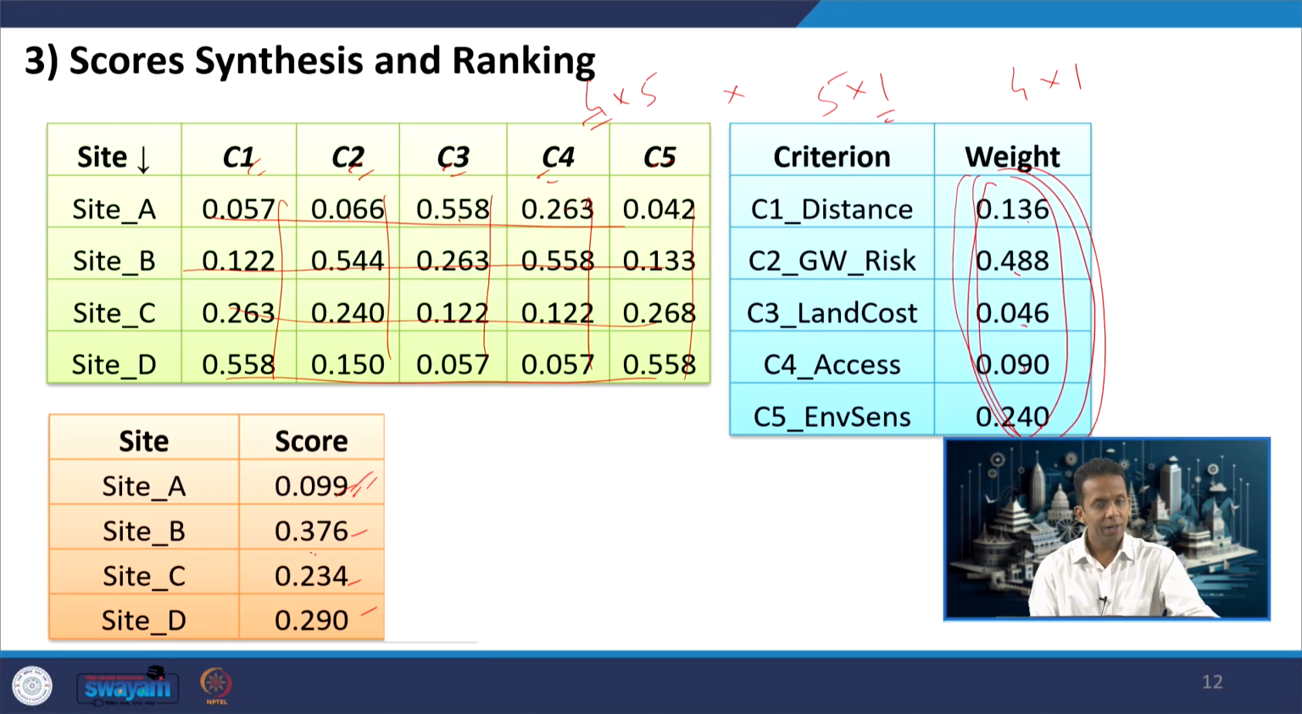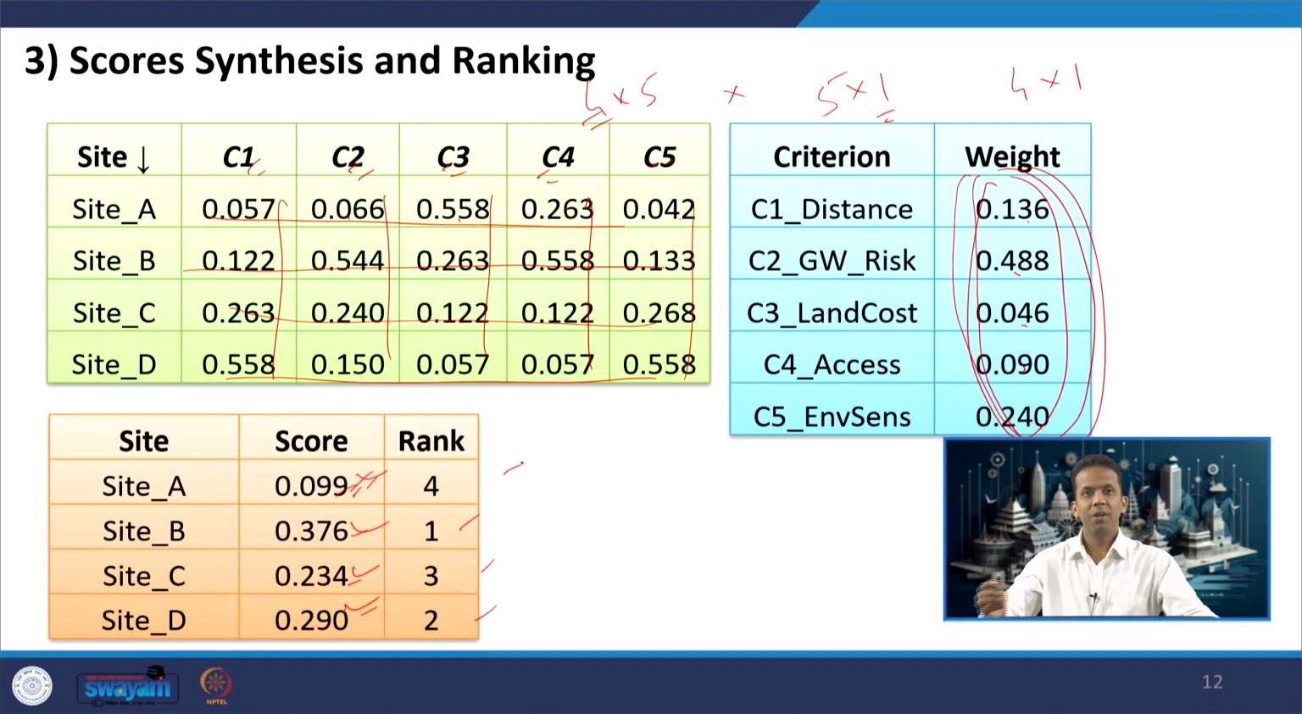Now, if you look at the scores, which of the sites is ranking first? Obviously, site B is ranking best, followed by site D, site C, and site A is the worst site. So, first, second, third, fourth would be the rank that we would be giving to those sites.